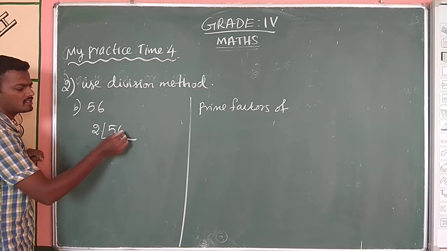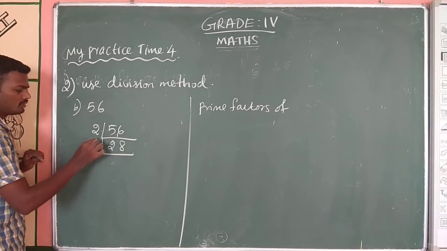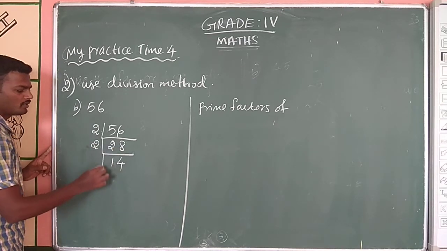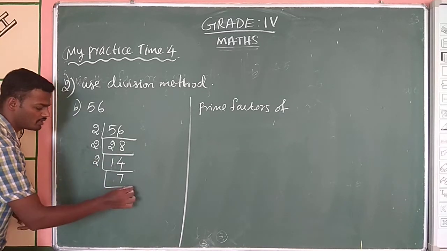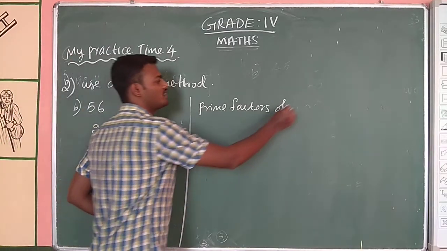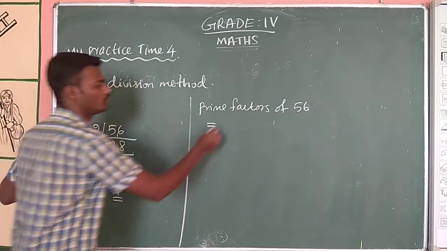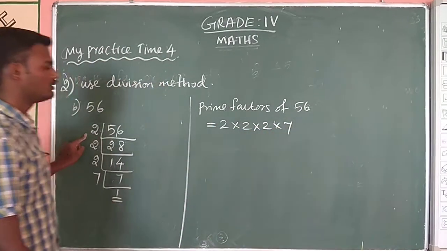16. 16 comes in the second table 8 times. Next one, in the second table 2 comes 1 time, 8 comes 4 times. In the second table 14 comes 7 times. In the seventh table 7 comes 1 time. So prime factors of 56 is equal to 2 into 2 into 2 into 7. So that's all.